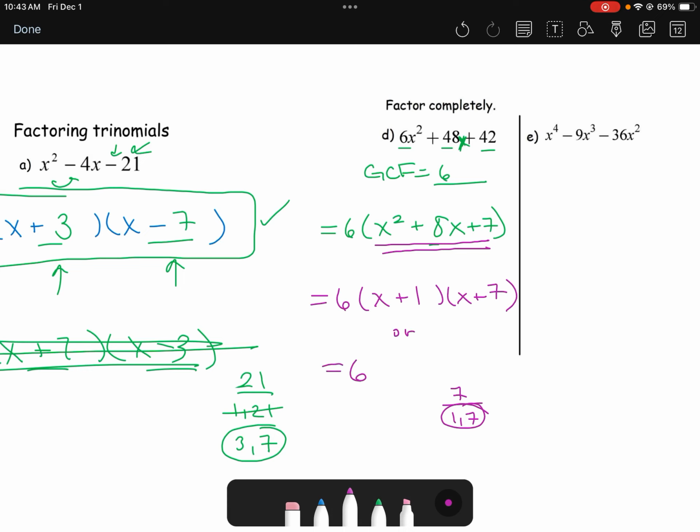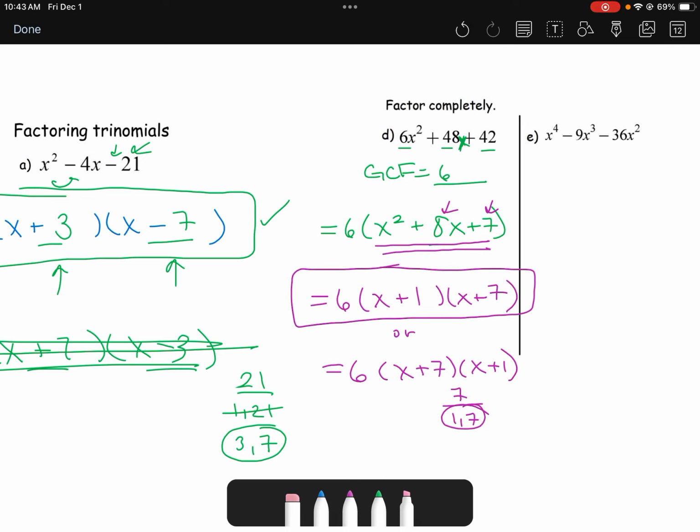You could write it like that. This is the exact same thing, just so you know. You could write it either way. 1 times 7, is that positive 7? Yes, it is. Is 1 plus 7 8? Yes, it is. And this is my answer here, okay? So just make sure that when you take out that GCF, always check for it, and then when you take it out, you just keep bringing it down with your answer.